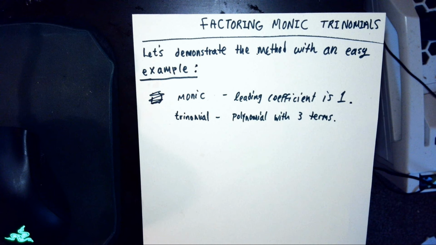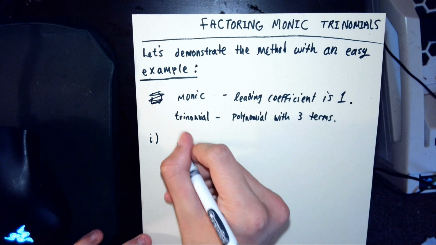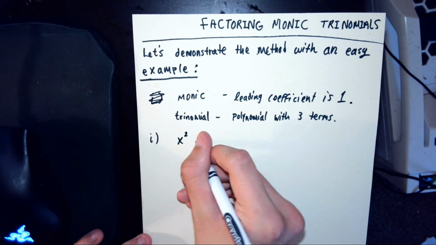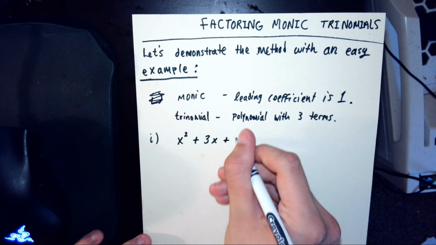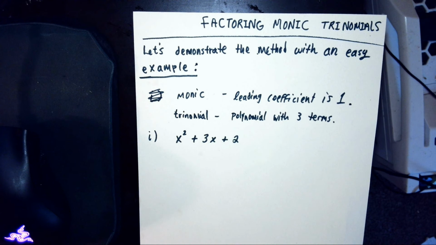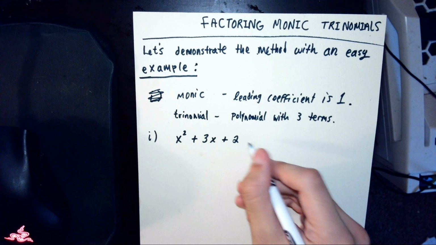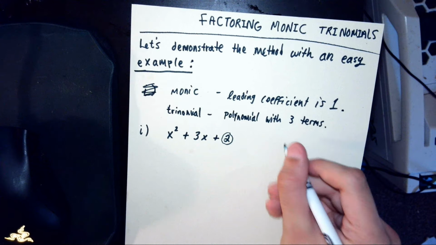Okay, so let's get started with an example. Suppose that we have x squared plus 3x plus 2, and we want to try to factor this if possible. So what we need to do in general is we take the number on the right side here, and here it's 2, and we write it off to the side.